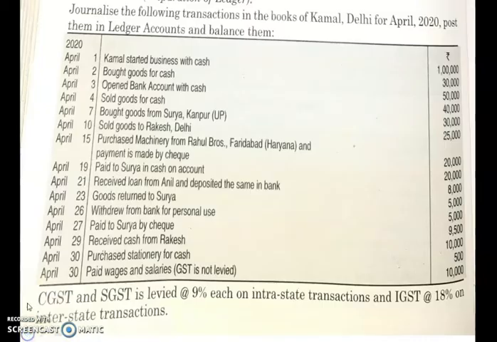Let us see one more problem related to April 7. Bought goods from Surya of Kanpur, UP. See, this firm of Kamal is in Delhi, and you have purchased goods from Surya, who is situated in Kanpur, UP. So this is a case of an interstate transaction. In an interstate transaction, you know that IGST is the word which you have to use. So what is the journal entry?